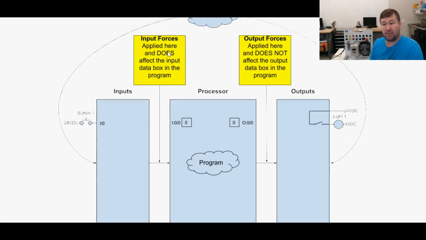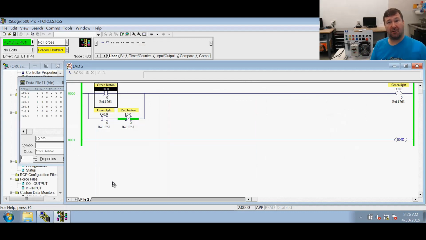The input forces are applied in between where it reads its physical inputs and where it scans its program. So if you have a forced input, it affects the data table bit in your PLC. Whereas an output force is applied in between the end of the PLC scan and when it updates its outputs. And that's what I love about using the Seal-in program to explain the difference between an input force and an output force. One, because it's a really short program, but it really emphasizes the difference between the two.